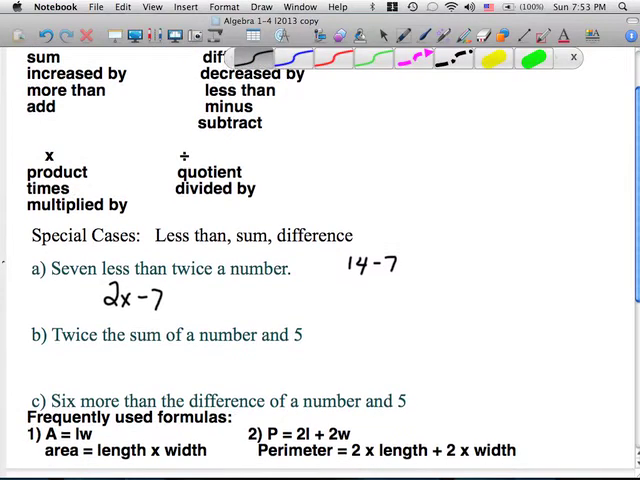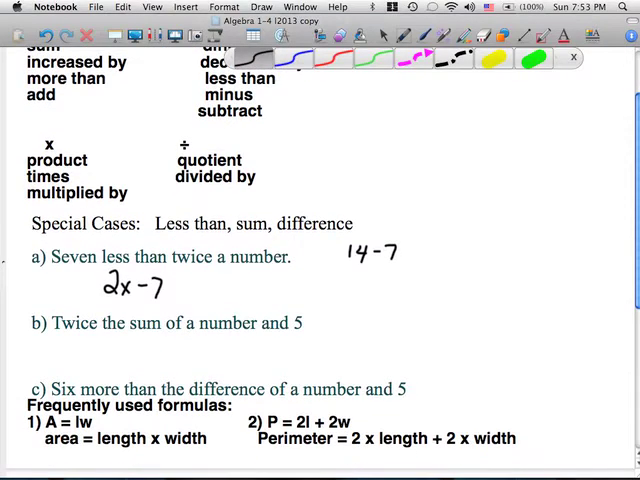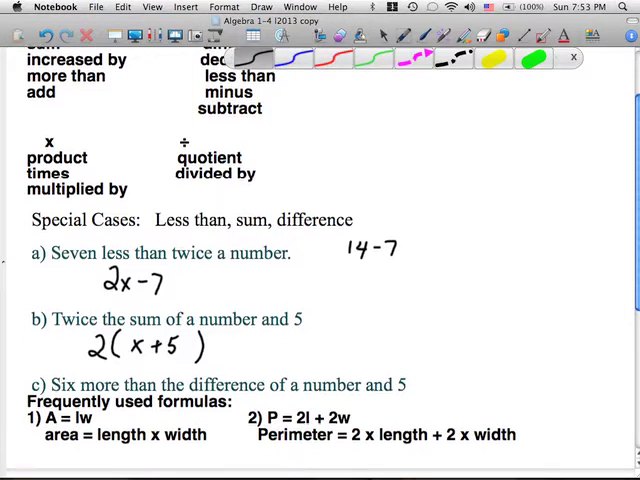The words sum and difference both indicate a set of parentheses. If I say twice the sum of a number and 5, then I would take twice the sum, so I would need the parentheses, and I would have to add the number and 5 first. So because it says twice the sum, I need parentheses, so I make sure I add first, and I multiply the sum by 2 and not x or 5.